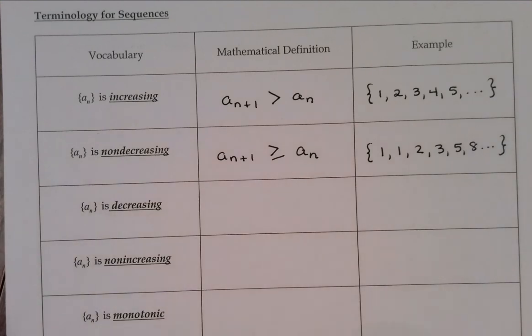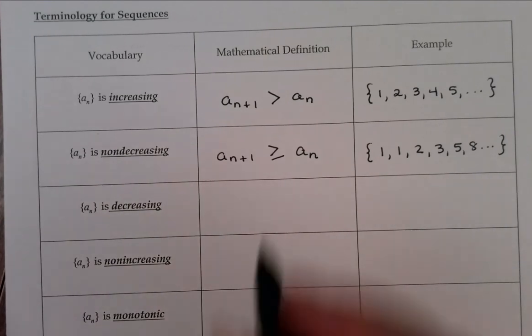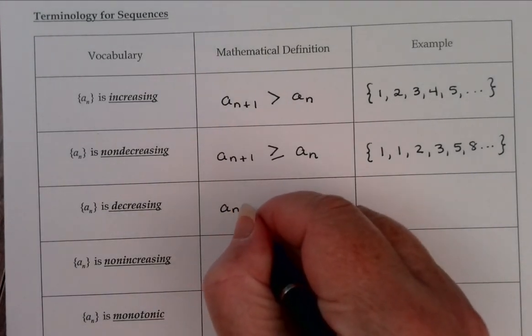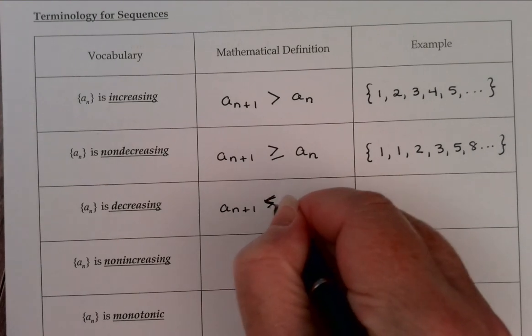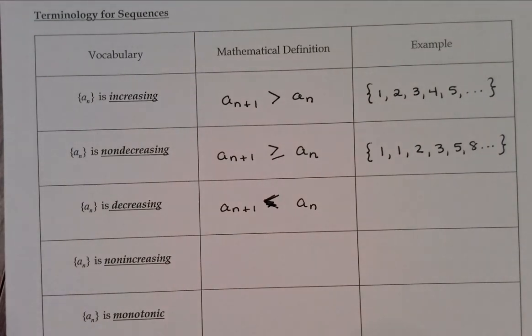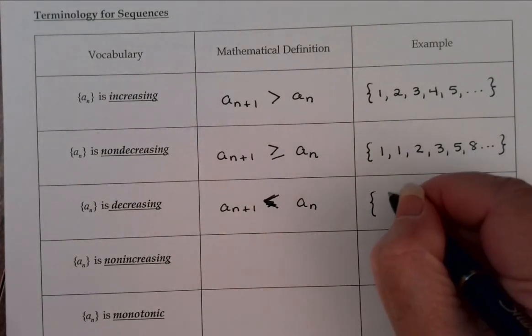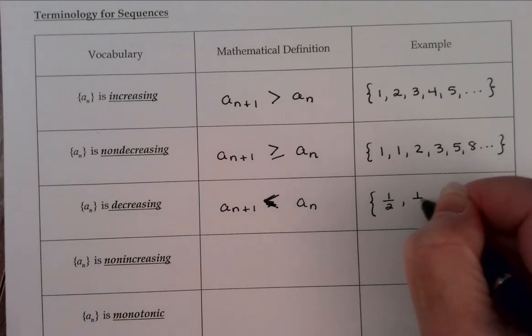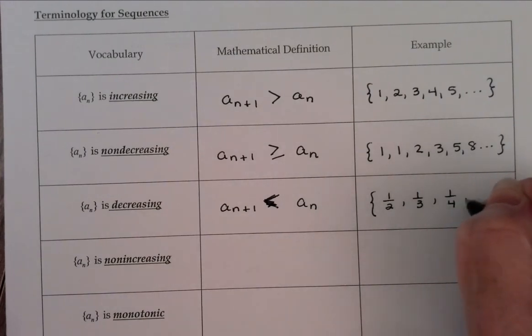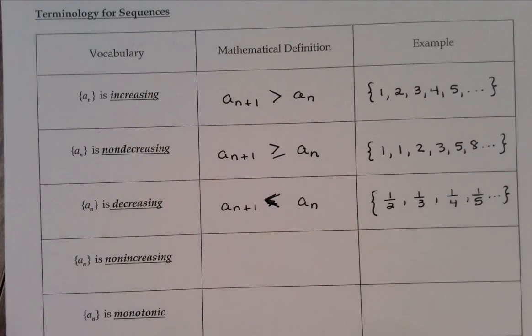All right, we have those same definitions only backwards for decreasing and non-increasing. In a decreasing sequence, every term is less than the one before it. So a sub n plus 1 is less than a sub n. Here's an example of a decreasing sequence: 1/2, 1/3, 1/4, 1/5. Each of those fractions is a little bit smaller than the previous one.